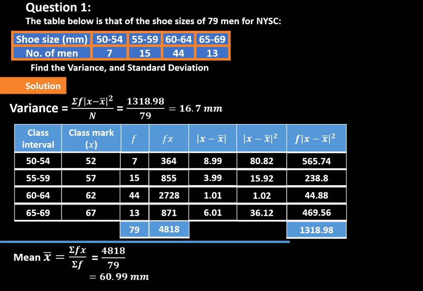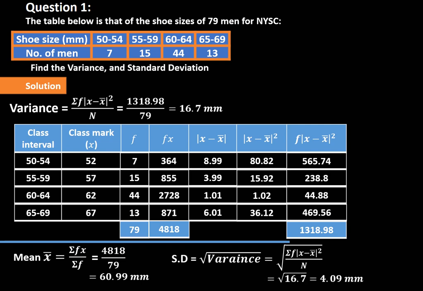So what about the standard deviation? Standard deviation can also be represented with SD, okay, as a short form of standard deviation. Now, standard deviation is the square root of your variance. Once you have a variance, which is the hardest part, standard deviation is easy. So once you have your variance, you can square root the value of your variance to get your standard deviation. When you square root that 16.7 millimeters, you're going to have a result of 4.09 millimeters. So guys, that is what it's all about. Okay, variance and standard deviation is quite simple.